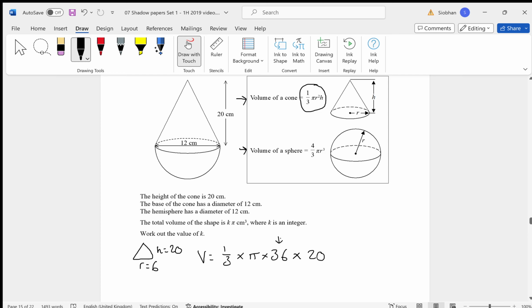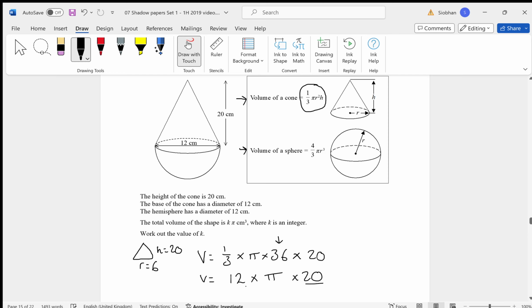So I'm going to divide 36 by 3 because that's nice and easy to do. So a third of 36 is 12. And then we're going to times that by pi and then times that by 20. Just going to keep the same order to begin with, just so we don't get too confused. So 1/3 of 36 is 12. So 12 times pi times 20.